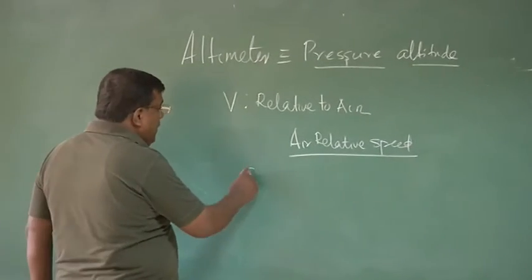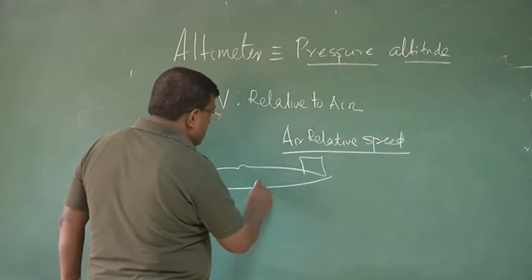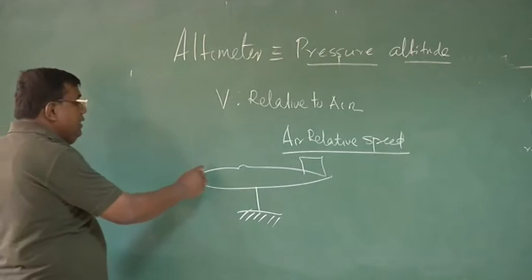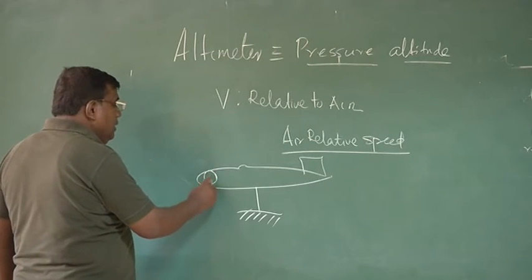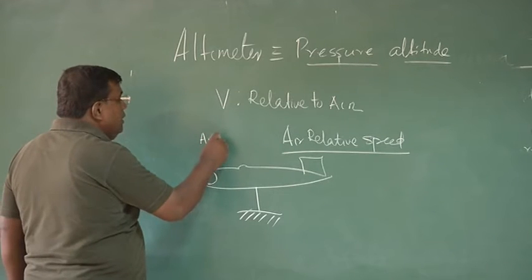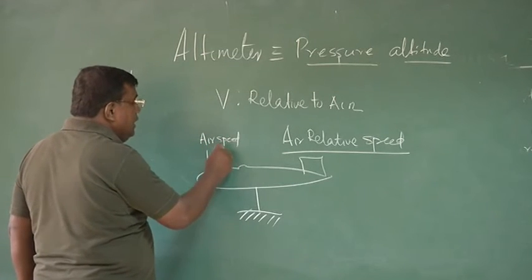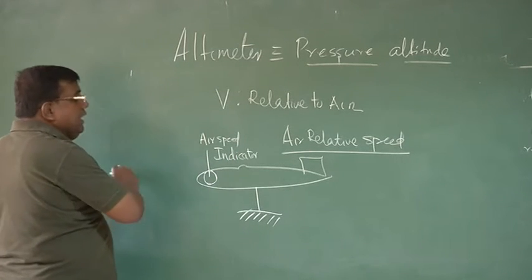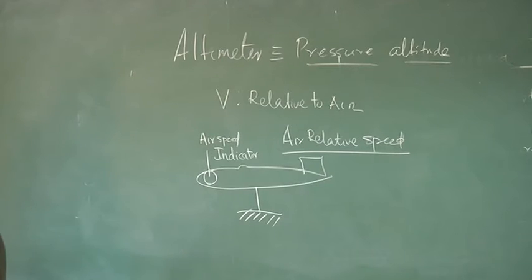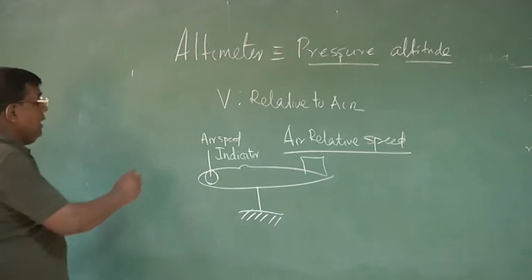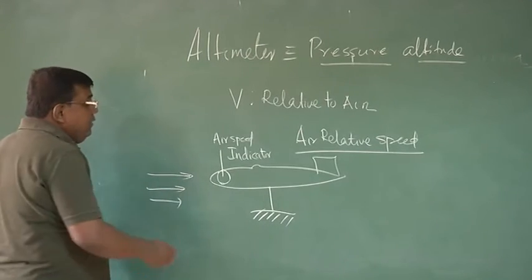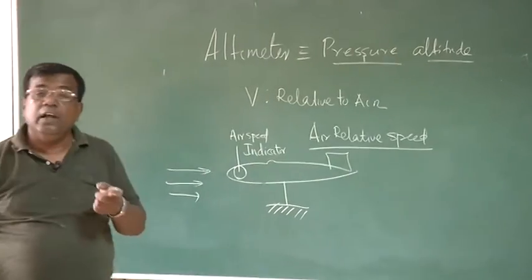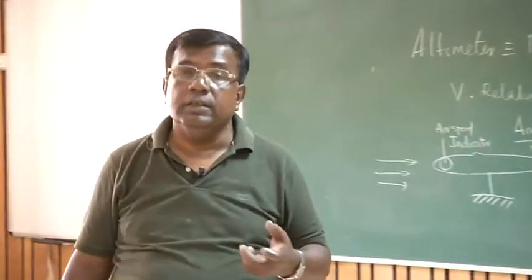Just to explain to you, if this machine is grounded and there is an airspeed indicator, and if there are no winds blowing, this airspeed indicator will give a 0 reading. But if suddenly wind starts blowing, even if this airplane is not moving, the airspeed indicator will give some finite value of the speed, which will be the wind speed, right?